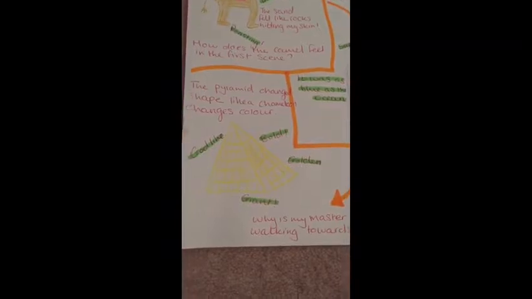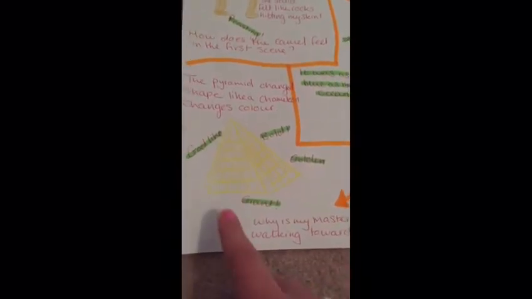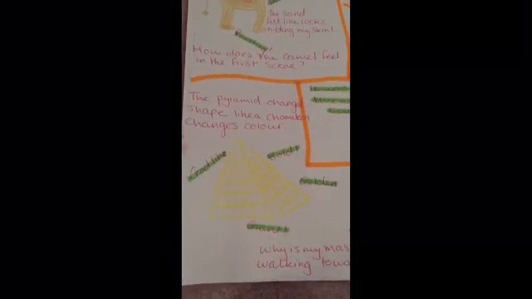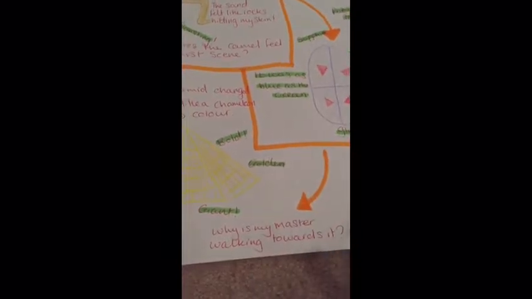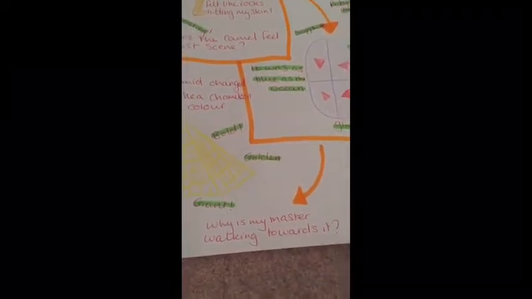So the next part of my storyboard, we're talking about the pyramid changing shape. This is going to shock the camel because not many pyramids change their shape. So maybe the pyramid changed shape like a chameleon changes colour. We've got godlike, giant, golden, bold, all these words that are describing the pyramid. Why is my master walking towards it? We can use rhetorical questions. So the camel's asking himself, this is scary stuff, why is my master walking towards a pyramid that's changing shape like a chameleon that changes its colour?